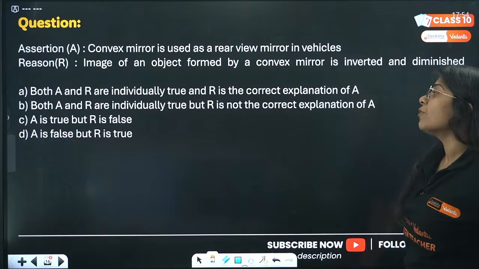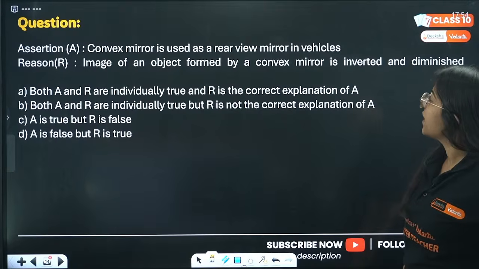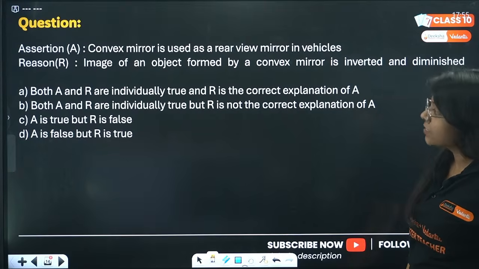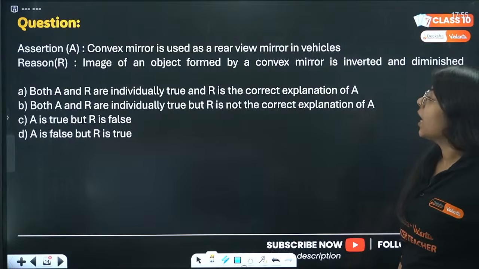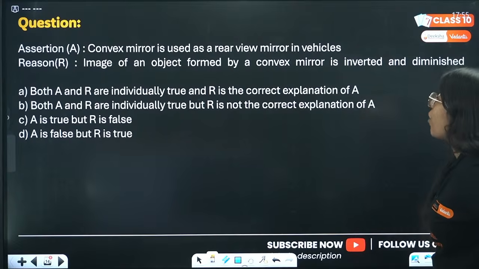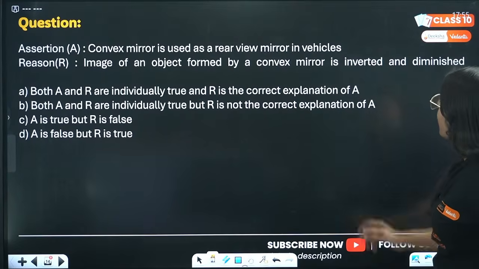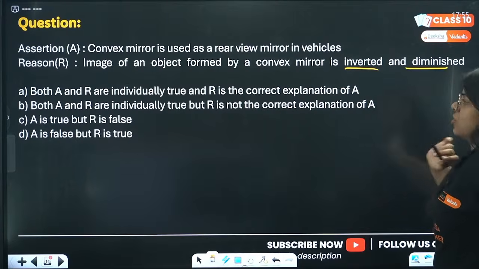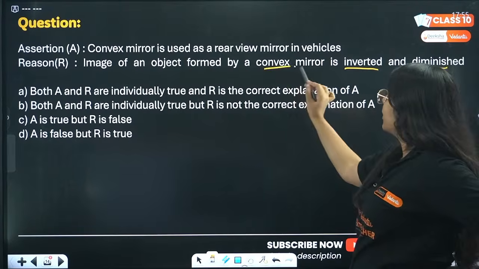Assertion: Convex mirror is used as a rear view mirror in vehicles. Reason: Beta, the image of an object formed by a convex mirror is inverted and diminished. Oh, convex mirror. Give me the answer.